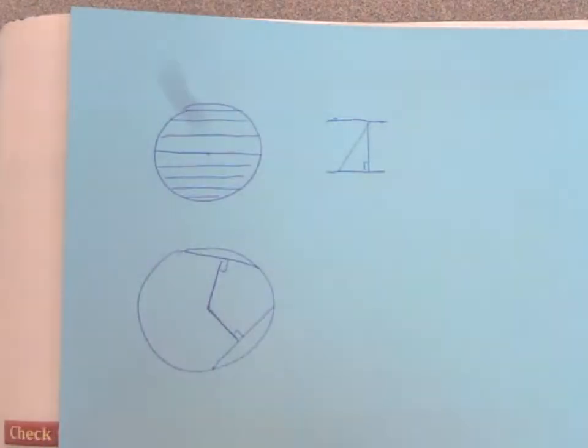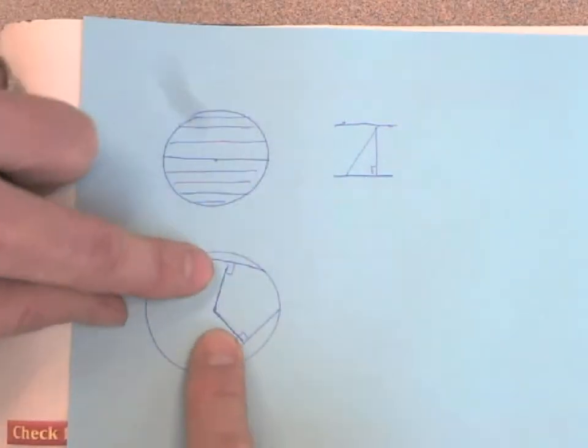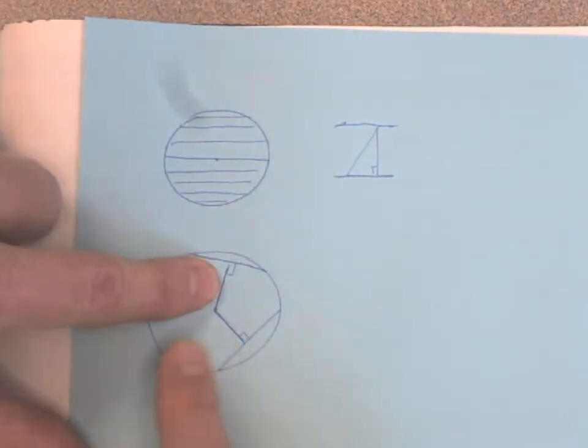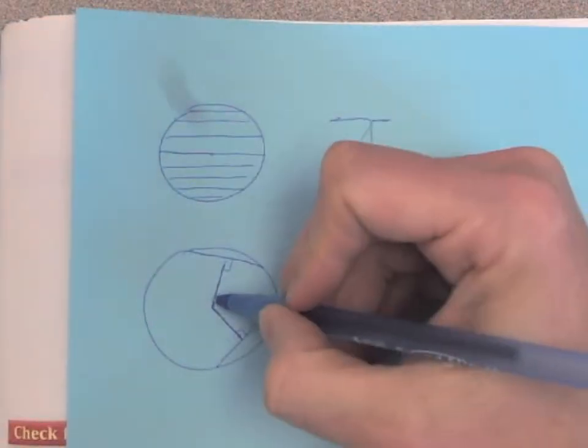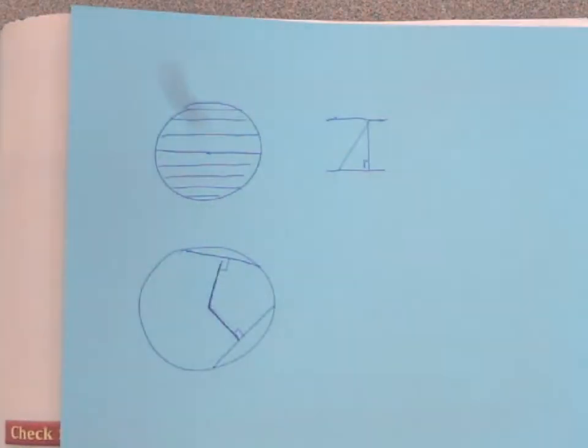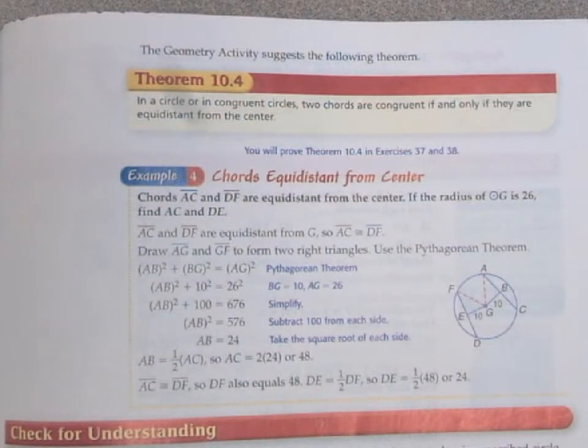So going the other way, if these two chords are the exact same length, then they have to be the exact same distance from the center. And again, how you measure that distance is to have some perpendicular lines. Okay? So that's just a rundown of the three ideas that you're going to need to know for this homework assignment. So let's go ahead and jump in. Let's flip the page over and see what we got.